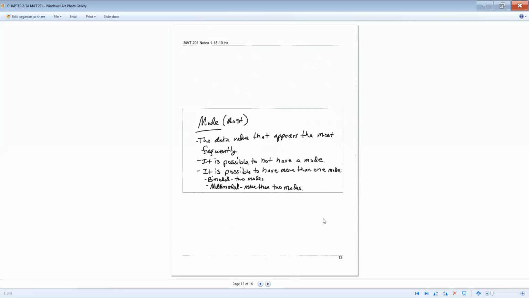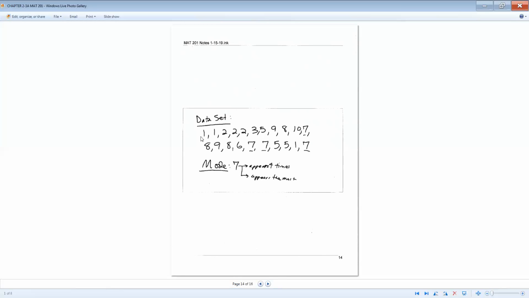The mode is the data value that appears the most frequently. It is possible to not have a mode, and it is possible to have more than one mode. Having 2 modes is bimodal. Multimodal would be more than 2 modes. So if I had this data set, the number that appears the most frequently would be the number 7. So 7 would be the mode.